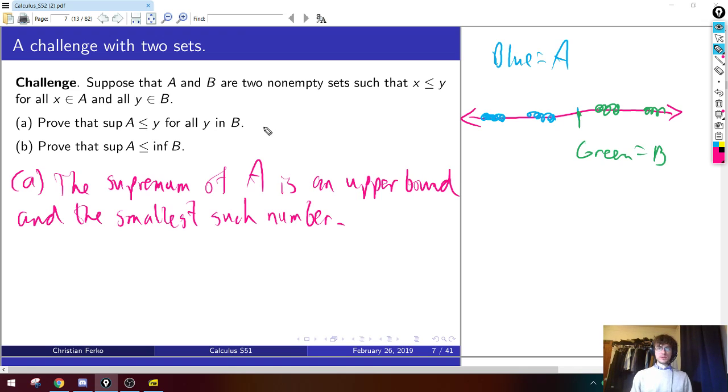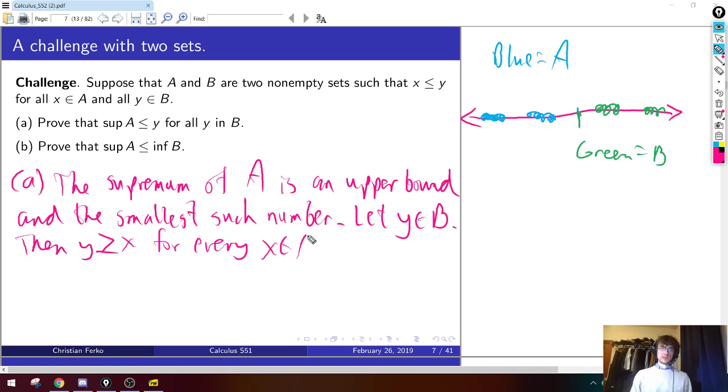Well, we want to prove this is true for all y in B, so we should probably say, okay, let y be in B. And we want to prove that that means y is greater than or equal to the supremum. So what do we know about y by assumption? If y is any element of B, what do we know from the problem? We know that y is greater than or equal to x for every x in A. Okay, so what does that mean?